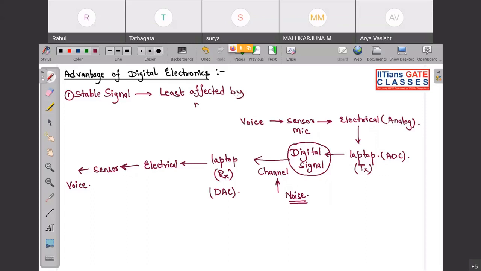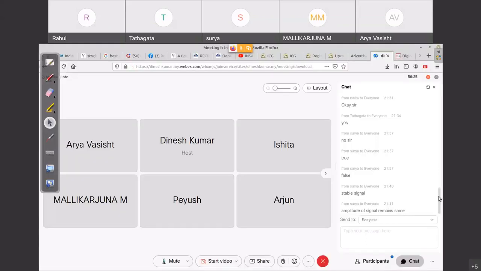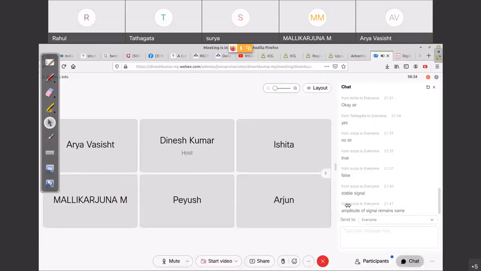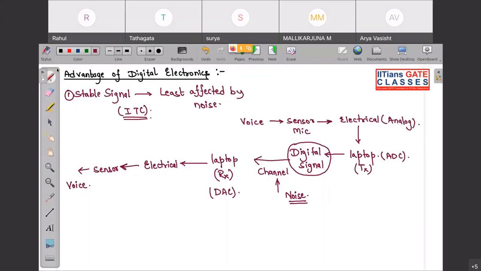Has any one of you read Information Theory and Coding, ITC? This might be in your 7th or 6th semester, I guess. This is only for ECE students. Anyone? Okay, so that might be in your 6th or 7th semester. It was in my 6th semester. Basically, how this digital signal is least affected by noise, electrical interference or chattering, you are going to read in ITC. This is the first point that you need to know.